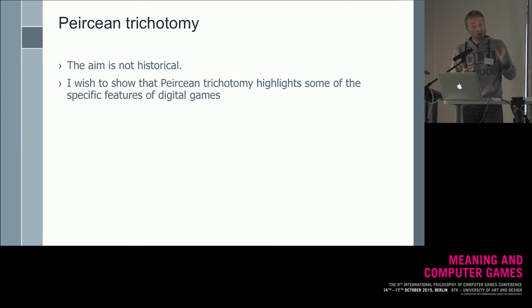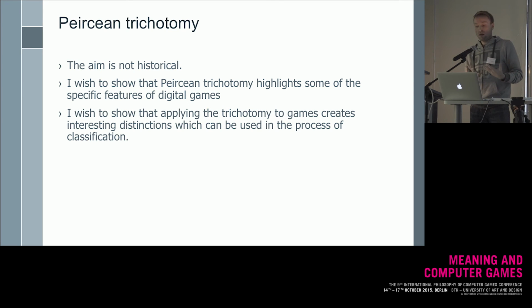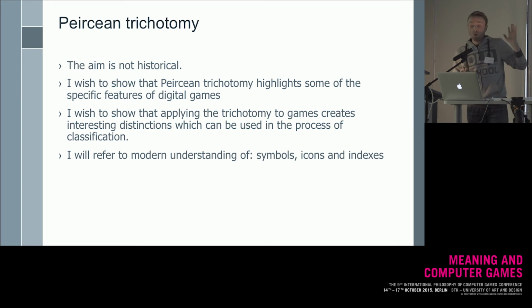I want to show that Peirce's trichotomy highlights some of the specific features of digital games, that it helps to pinpoint them. I also want to show that applying this trichotomy to games creates interesting distinctions that can be used in classification, as a supplement to other classifications. I will refer to the modern understanding of symbols, indexes, and icons, and in a second I will tell you what this modern understanding is.